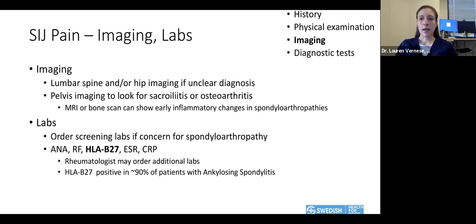Next, I might be ordering labs. I'm ordering these really only on patients that I'm concerned for ankylosing spondylitis or other forms of spondyloarthropathy, such as psoriatic arthritis, reactive arthritis. I'm going to order a general rheum panel, but specifically I'm looking for the positive HLA-B27, as this is positive in about 90% of patients with ankylosing spondylitis. It can be positive, though, without the diagnosis of ankylosing spondylitis, but it does make you think more highly of this being the cause if your imaging and labs fit.